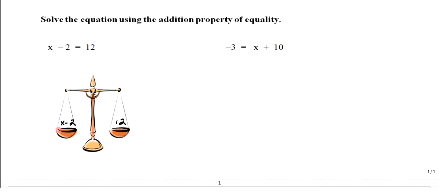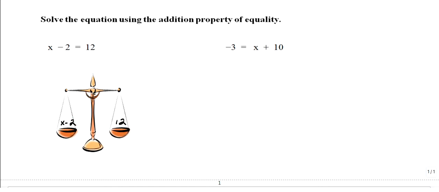But when the equation isn't quite so simple, the strategy that we use is to isolate x, get it all by itself on, in this case, the left side. So we want to do something to get rid of that negative 2. And you may be thinking, wait a minute, that's not a negative 2, that's subtract 2. And you're right, it's x subtract 2. But we could think of it as just a negative 2.